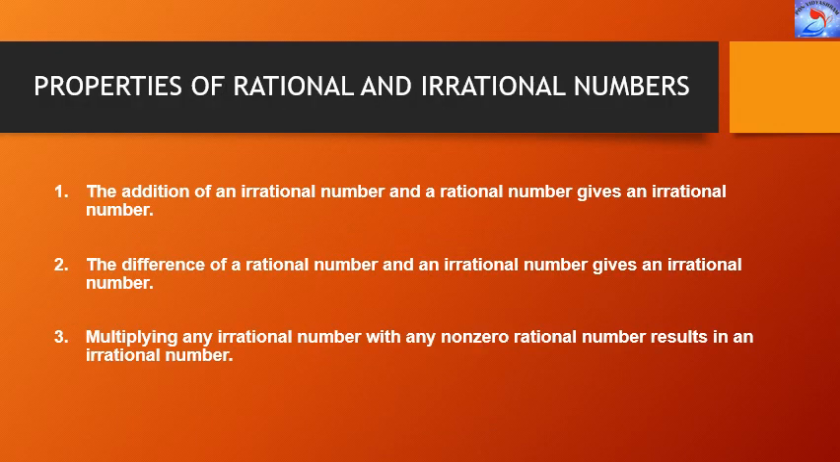First one, the addition of an irrational number and a rational number gives an irrational number. For example, 2 plus root 3, which is an irrational number. Second one, the difference of a rational number and an irrational number gives an irrational number. For example, 3 minus root 2, which is an irrational number. Third one, multiplying any irrational number with any non-zero rational number results in an irrational number. For example, 3 into root 2 is equal to 3 root 2, which is an irrational number.